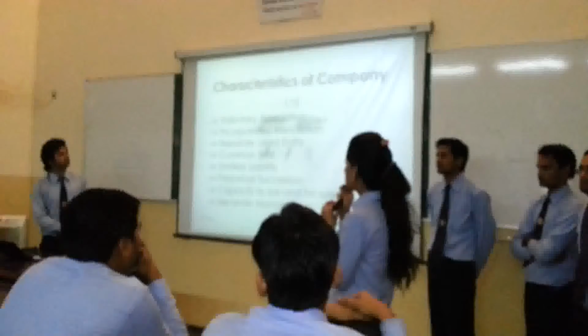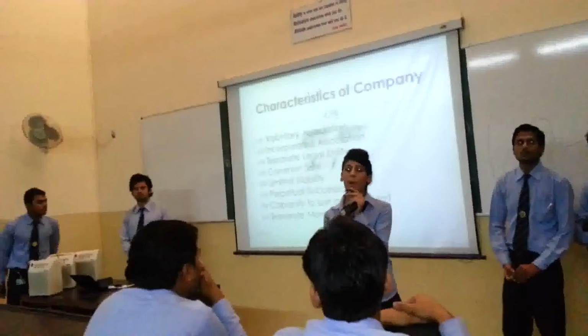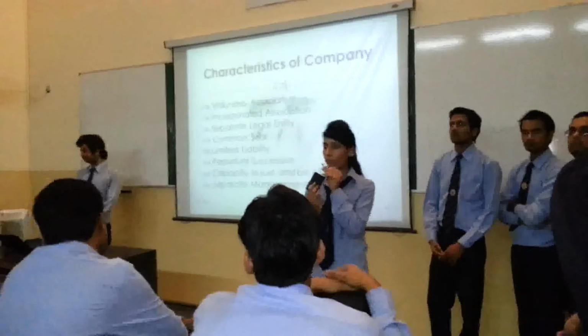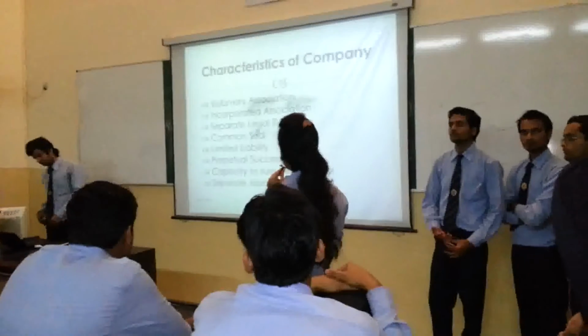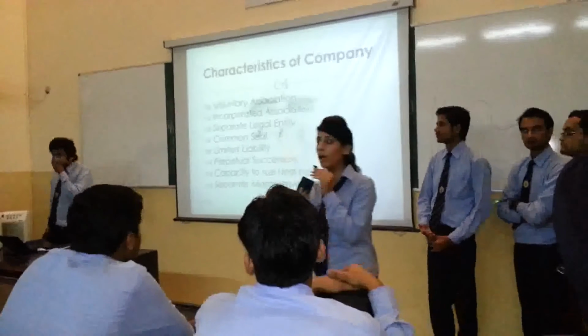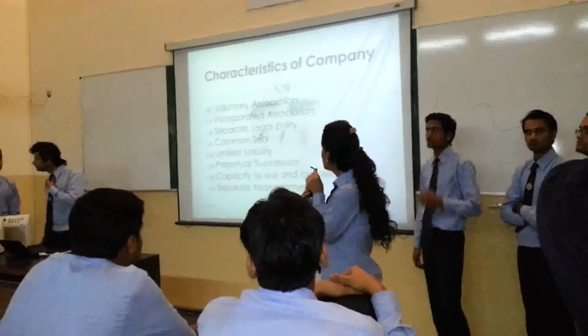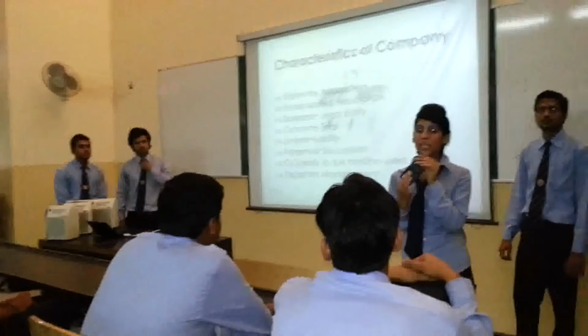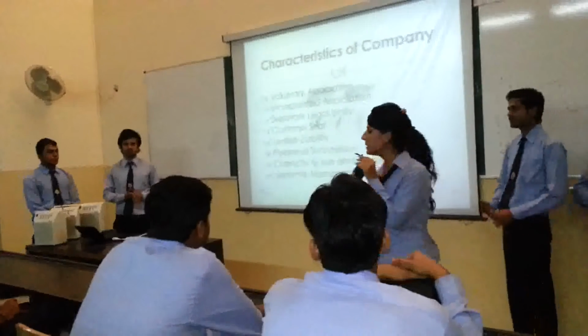Characteristics of a company. Voluntary association: very obviously, it has to be agreed among the people who are actually seeking to form an organization or a firm with the aim of profit. Incorporated association: it is incorporated by law, it is abided by law. Separate legal entity: a business and a businessman are treated separately. Common seal: the company also has a signature of its own, which is known as the common seal.